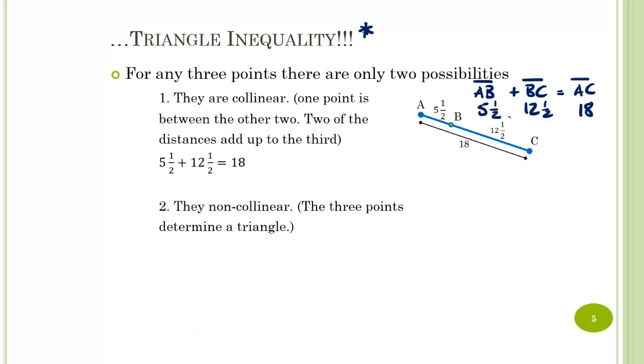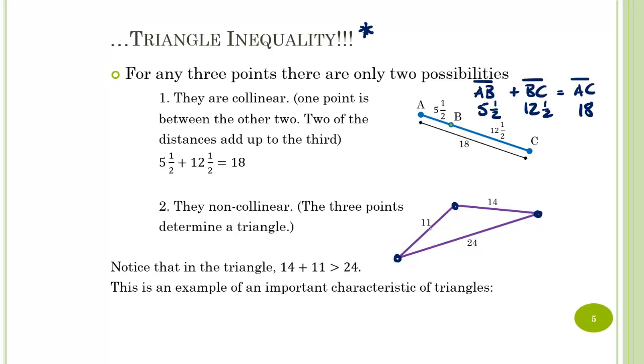However, if they're non-collinear, the 3 points determine or form a triangle. So if I have these 3 points here, okay, no line drawn connecting them. Okay, so we can connect 2 at a time and they will form a triangle if there's only 3 points. Okay, now with this is important to know. If you add any 2 sides of the triangle, it must add up to be more than the other side. Otherwise, it is not a triangle.